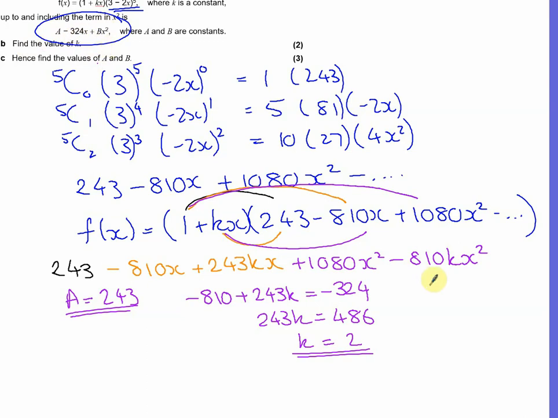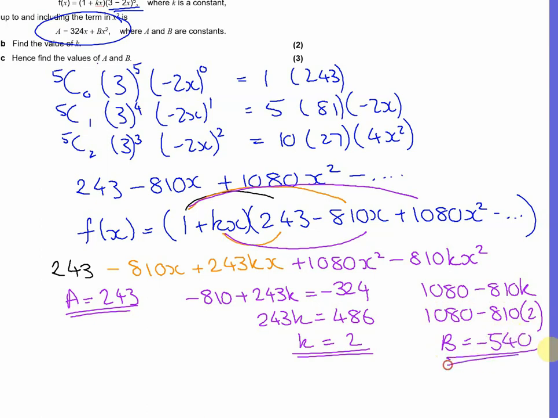So what do we know? So the coefficient of x squared is 1080 minus 810k. Well, we know what k is. K is 2. So we can just do that. So 1080 minus 810 times 2. You can just type that in. And we get minus, so b is equal to minus 540. That's a pretty hard question for binomials.